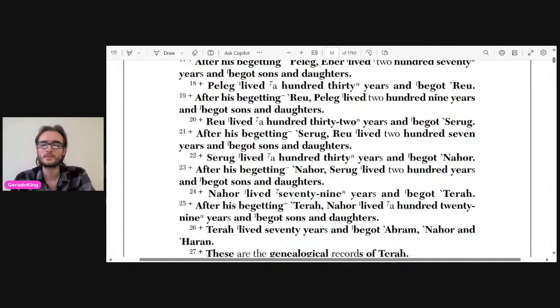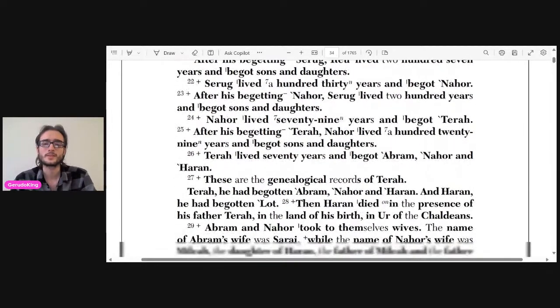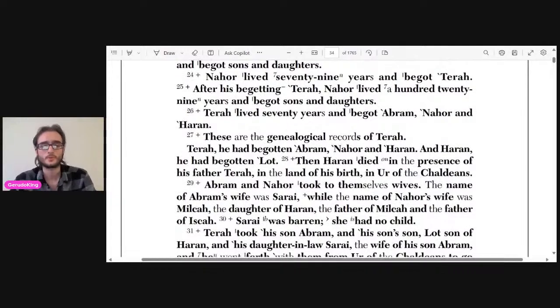Nahor lived 79 years and begot Terah. After his begetting Terah, Nahor lived 129 years and begot sons and daughters. Terah lived 70 years and begot Abram, Nahor, and Haran.